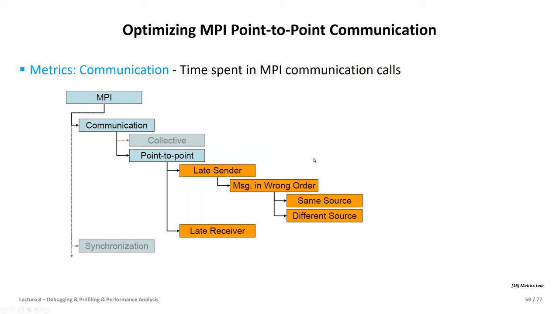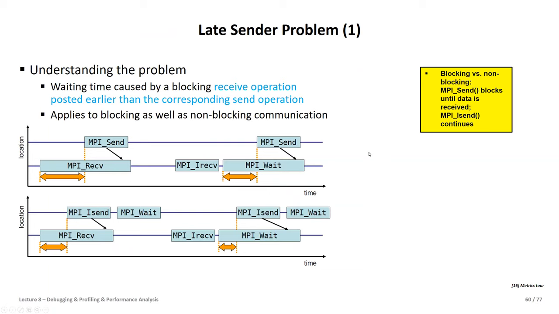Of course, here then point-to-point operations from MPI could also have a wrong order, same source, different sources, or even a late receiver, playing a little with non-blocking and blocking operations that you already know. I have basically shown you the late sender problems already here and there, which you see here.